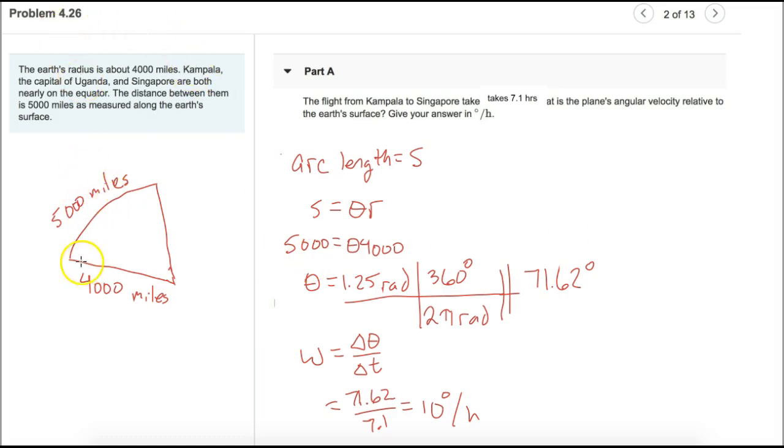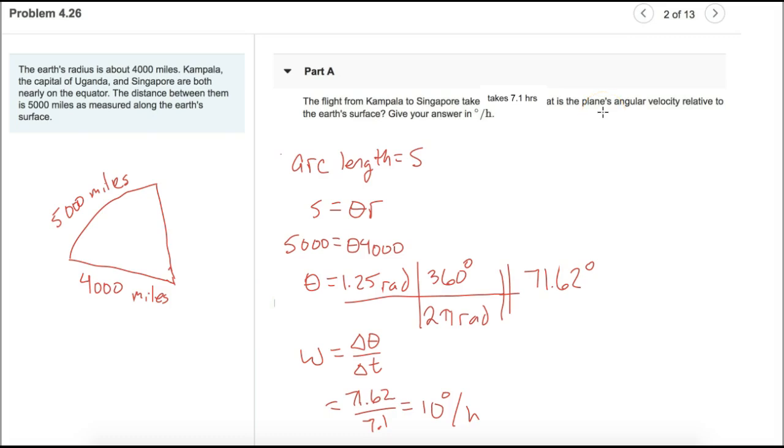The Earth's radius is about 4,000 miles, so we've got that guy right here. The next thing it says is that it is about 5,000 miles from Kampala, the capital of Uganda, to Singapore. They're all on the equator, and so we can just see that that 4,000 mile radius is going to be for both. This is an arc, and so it's got a length of 5,000 miles. There's our radius of 4,000, and here we know that the arc length is equal to S. The flight from Kampala to Singapore takes about 7.1 hours.